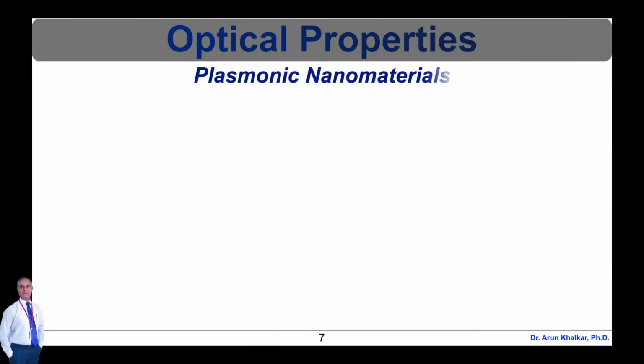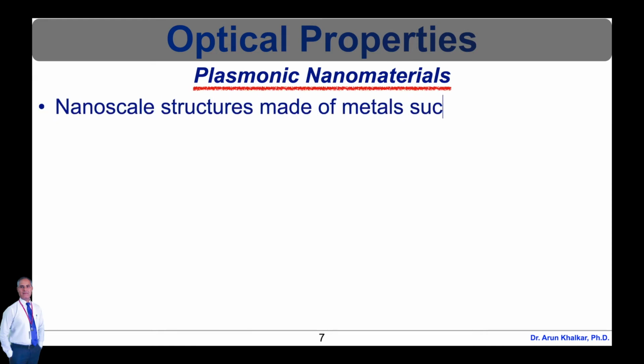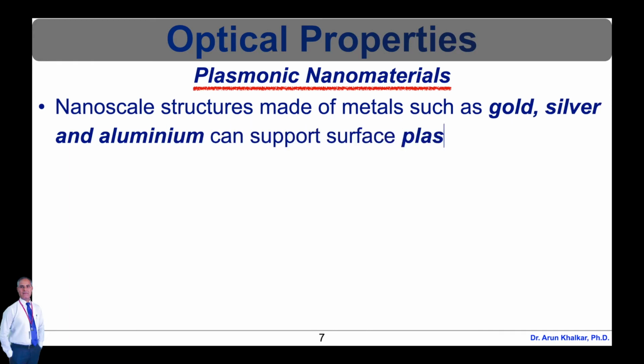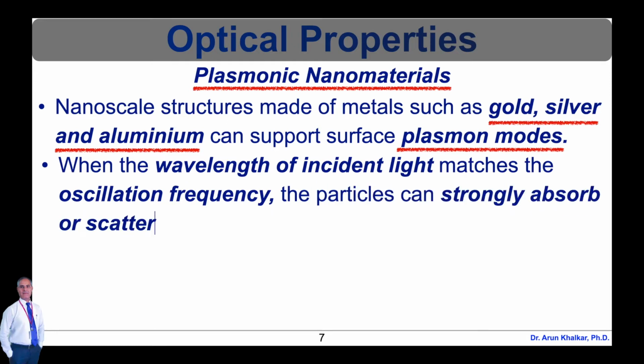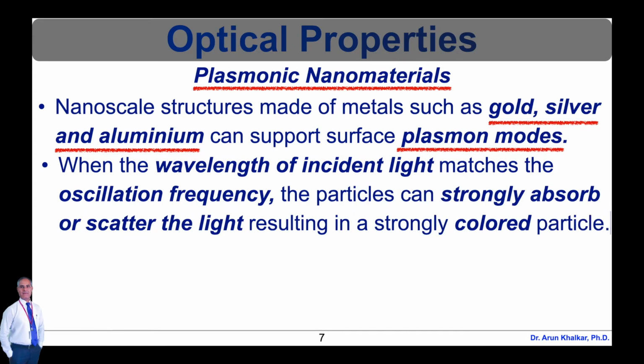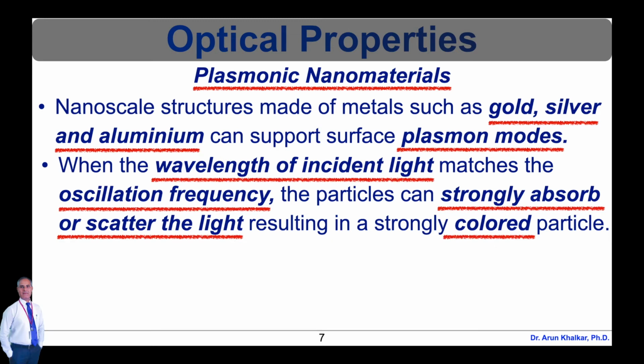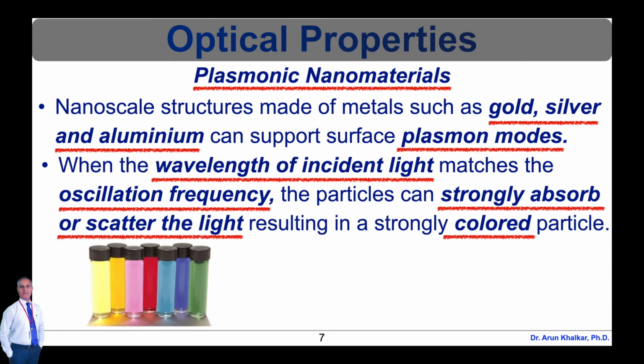In optical properties of nanomaterials, let's see plasmonic nanomaterials. Nanoscale structures made up of metals such as gold, silver, and aluminum can support surface plasmon modes where the free electrons in the material naturally resonate at a frequency that depends on the composition, size, and shape of the particle. When the wavelength of incident light matches the oscillation frequency, the particle can strongly absorb or scatter the light, resulting in a strongly colored particle.